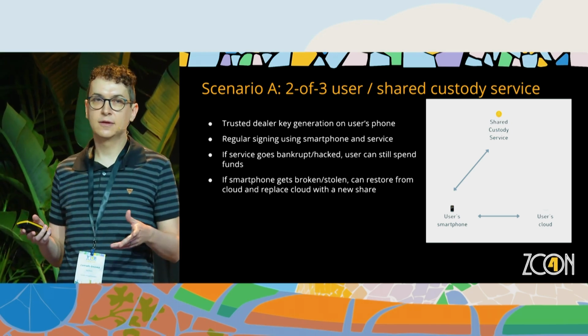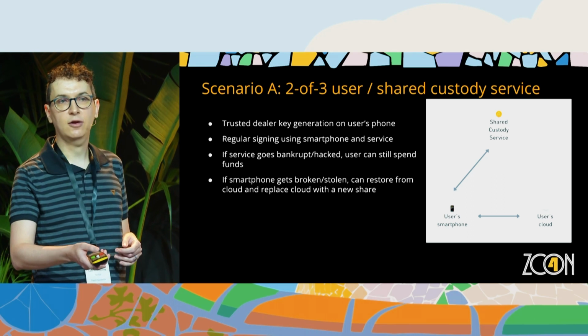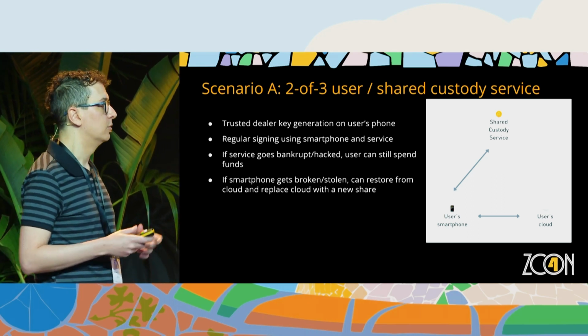So if you set this up and you want to send Zcash to someone, then your phone communicates with the service to do FROST and create the signature, and that works. If you lose your phone, you can use your cloud share to restore your share in the phone and regenerate the cloud share. Or if the service you're using goes bankrupt, you can switch to another service or just recover your key. So I think that's a useful scenario.